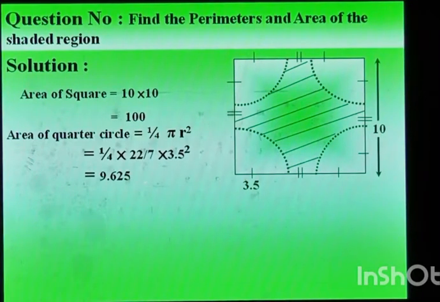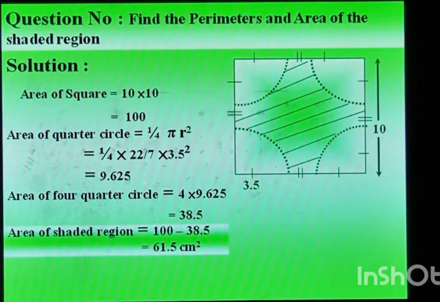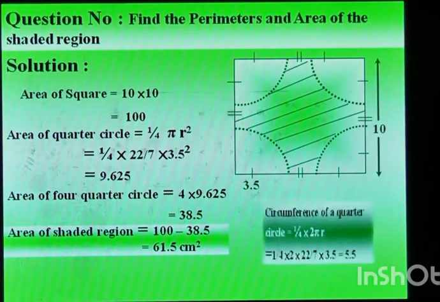So area of a quarter circle is 1 by 4 pi r square, obviously, and the area of 4 quarter circles is equal to, we'll multiply 1 quarter with 4. We will get the area which is outside the shaded region, and now we will subtract this value from the total area, that was 10 times 10, that's equal to 100. So this is the way how to find the area of the shaded region, my dear students.